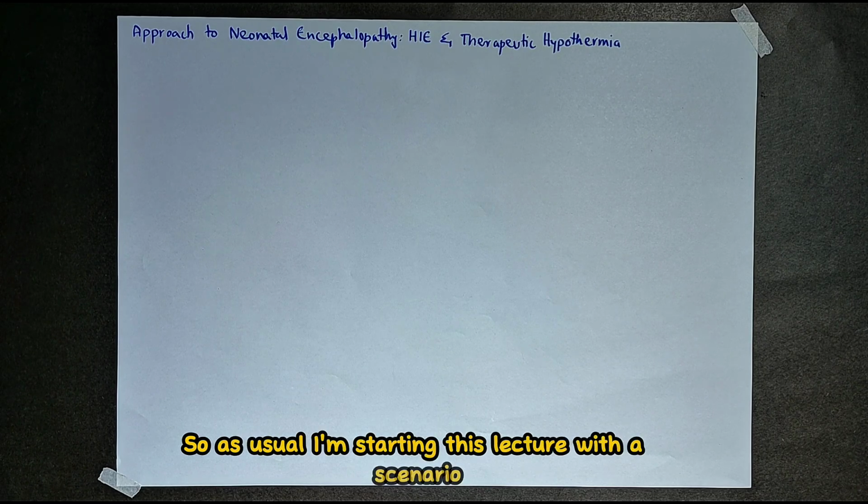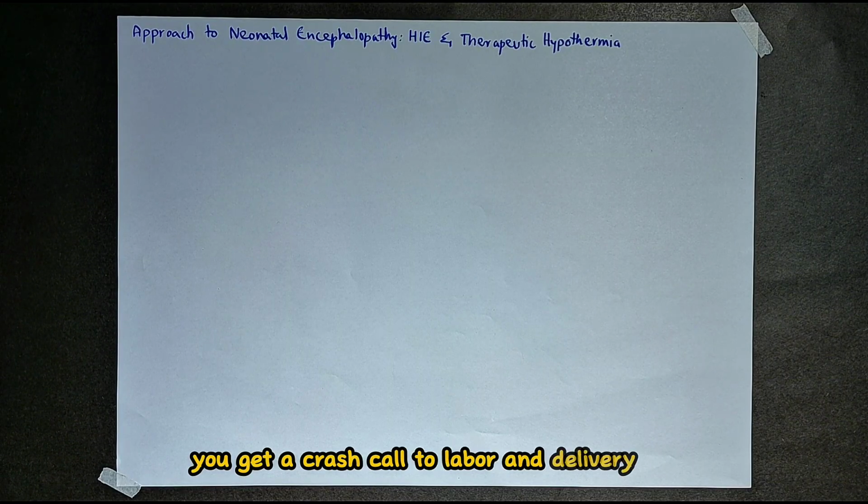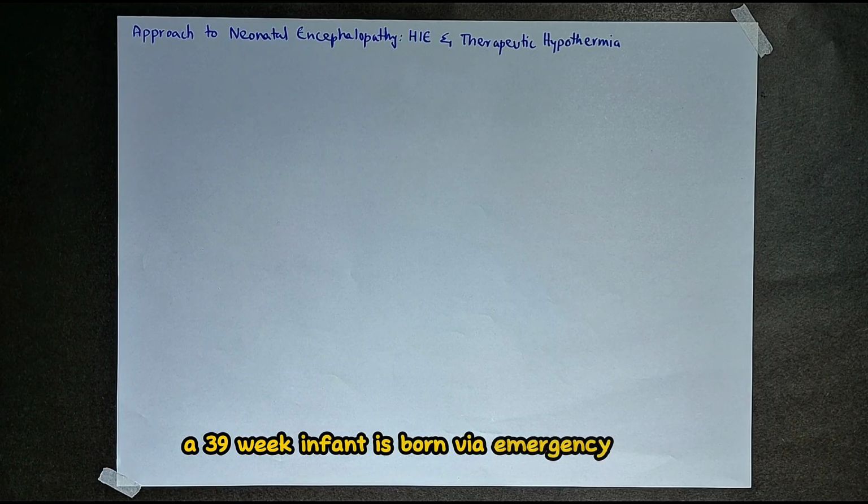So as usual, I am starting this lecture with a scenario. Imagine you are the senior resident. You get a crash call to labor and delivery. A 39-week infant is born via emergency C section for prolonged fetal bradycardia.